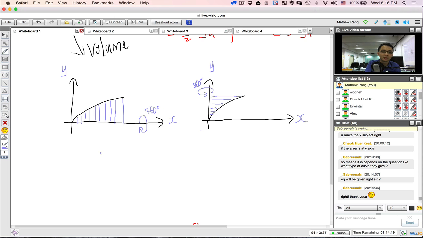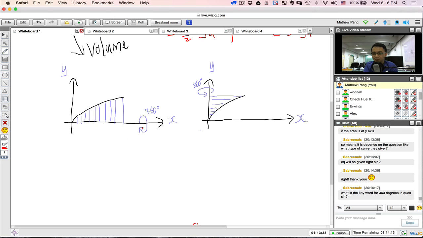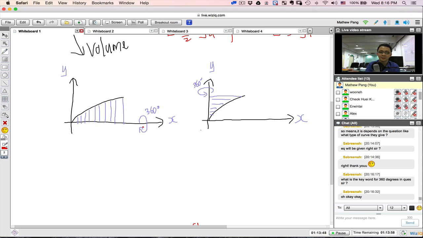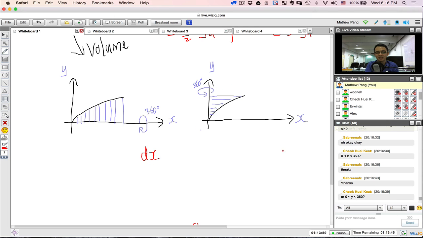So for volume, the pattern is like this. What is the keyword? The question will just say rotate 360 degrees. There is no keyword, because volume is very direct. So if you rotate about the x-axis, you just write dx here. If you rotate about the y-axis, you just write dy here. You're not going to ask about 0 to 360. This is not a trigonometric function question. This is integration. This kind of thing never happens, where he gives you a range.